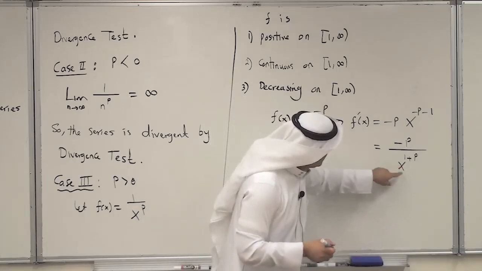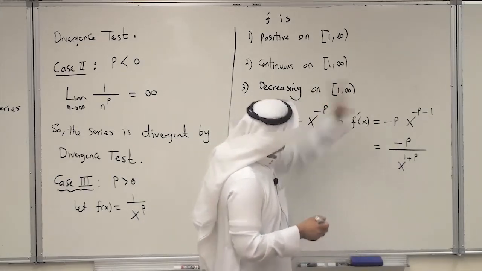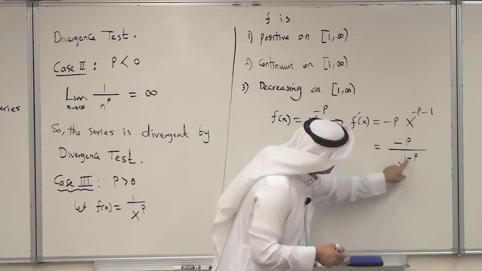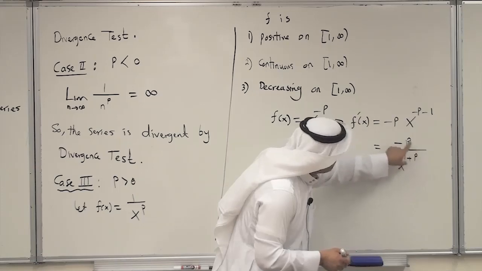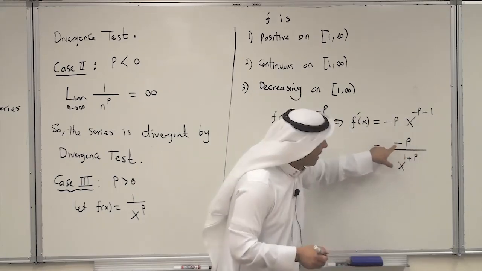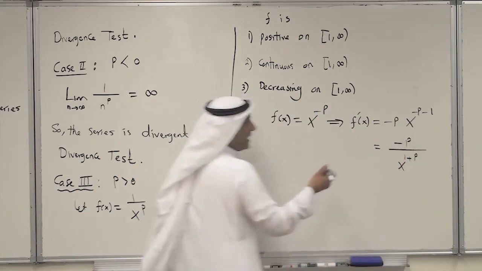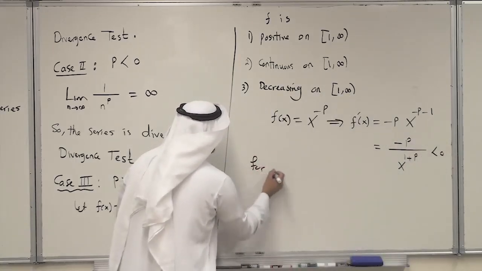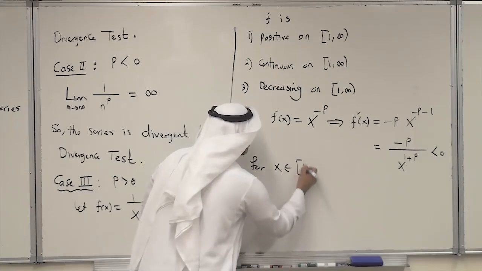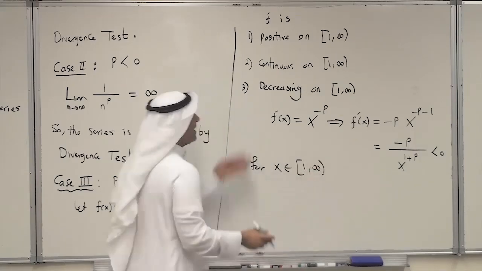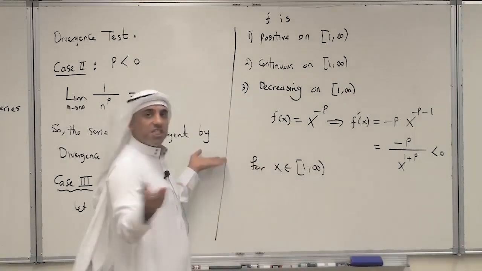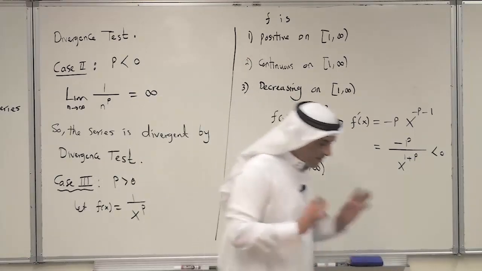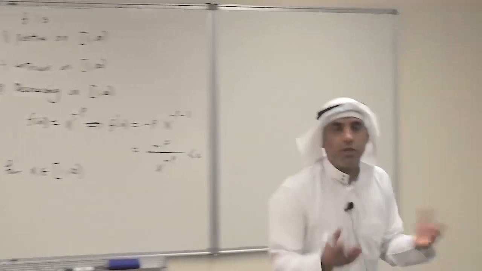You can see that this is for x from 1 to infinity. 1 plus p is positive, so this is a positive quantity. P itself is positive, multiplied by minus. So this is always less than 0 for all x between 1 and infinity. This is always negative. So if the derivative is negative, the function is decreasing. So all the requirements we need are there. Okay, fine. What is the conclusion now?